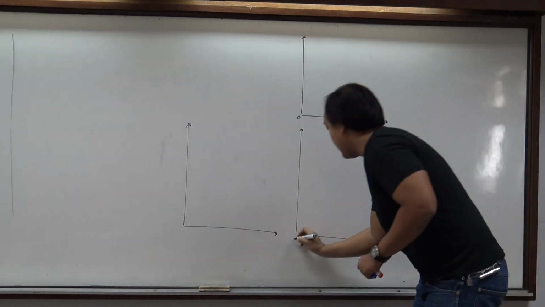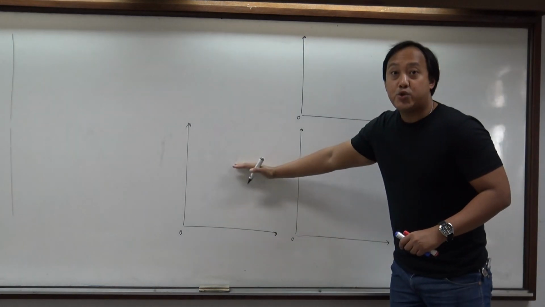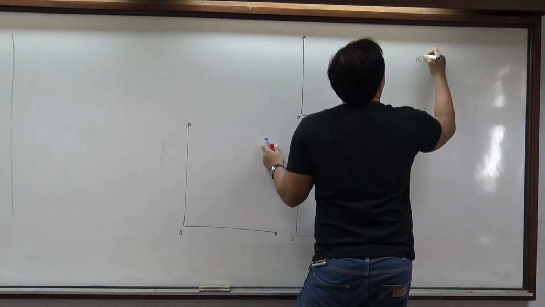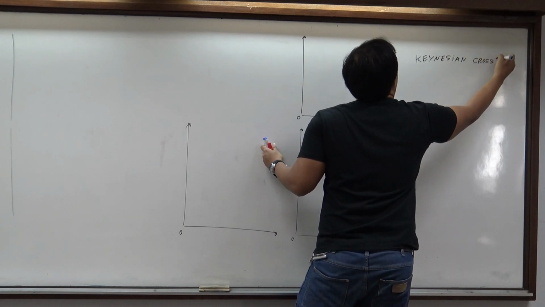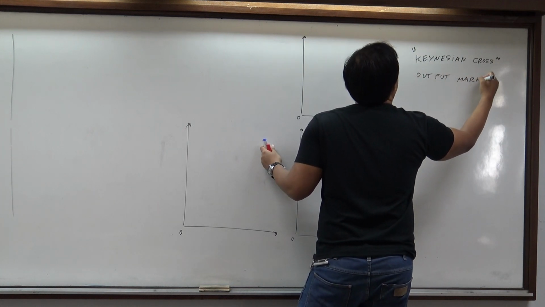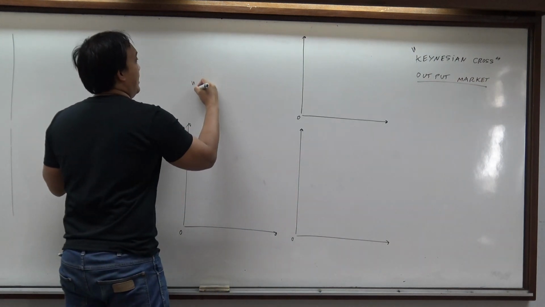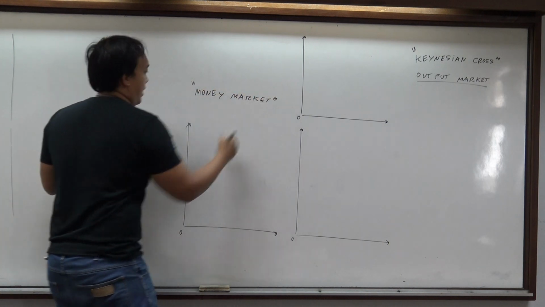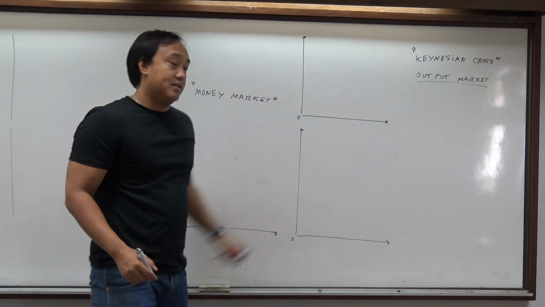I write down three graphs like this, 1, 2, and 3. This one is the Keynesian cross or output market. This one is the money market. Here is the money market, here is the output market or Keynesian cross.